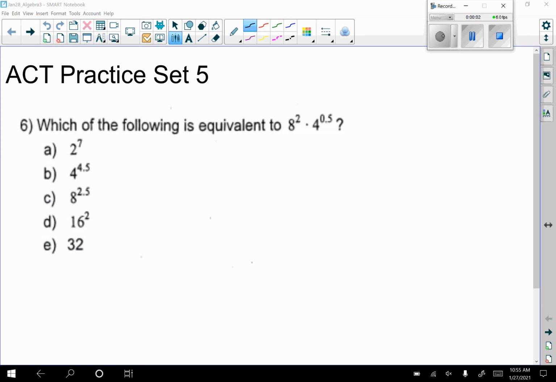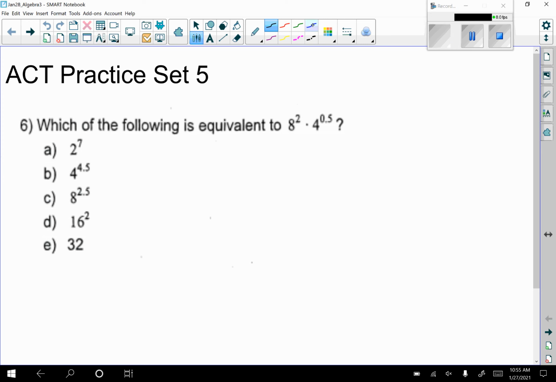Hello everyone. The assignment today is still to continue working on the fractions packet, but I also wanted to go over problems 6 through 10 off of ACT practice set 5. So let's take a look at number 6. Now remember, you're allowed to use a calculator on these.